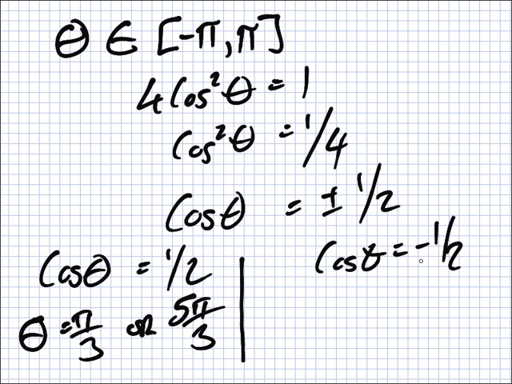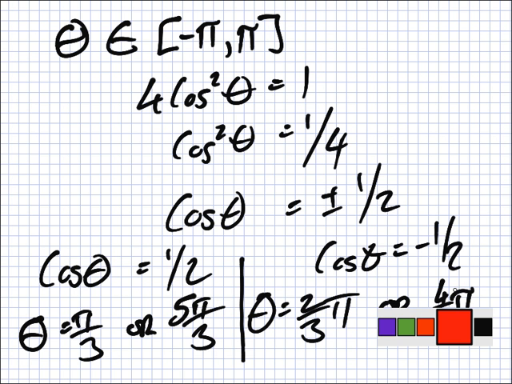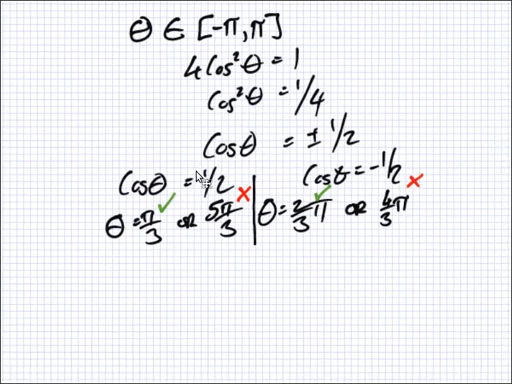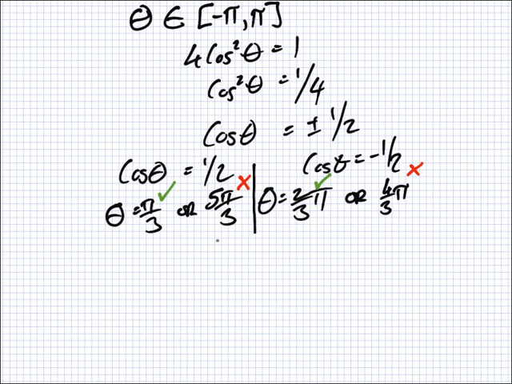Cos inverse minus a half is 2/3 pi, is it? Or 4 over 3 pi. Now, when I look at these 4 answers, this one is fine. This one is fine. This one is not, and this one is not. Are they too big or too small? Too big. So, how do we correct that? We'll have to minus 2 pi.